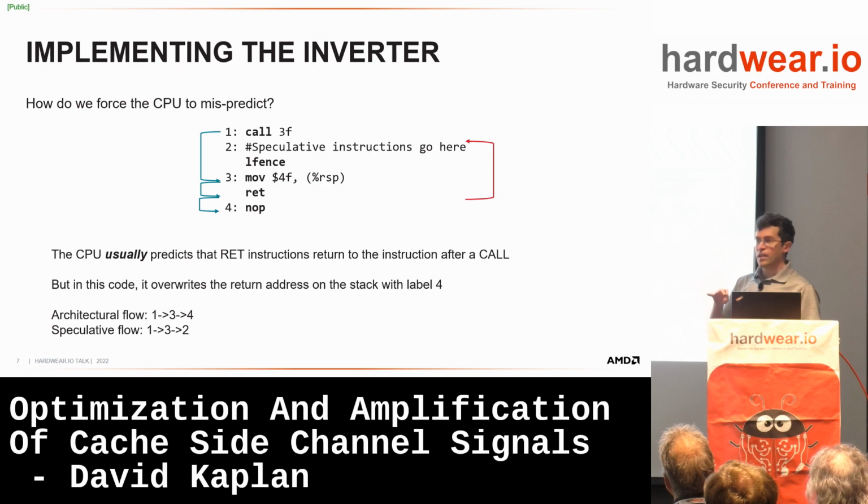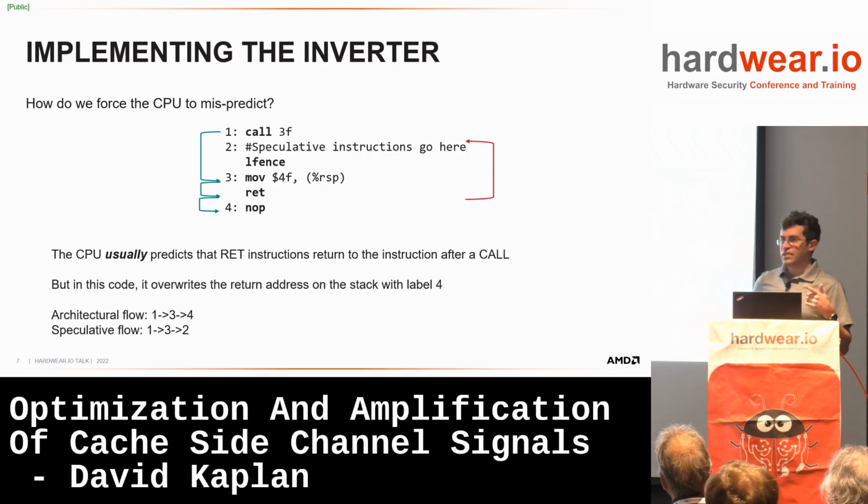And so we're going to leverage that. We're going to overwrite the return address on the stack to be label 4. So we will, in fact, architecturally go to label 4, but when we speculate, we actually are going to go back up here to label 2 and execute the instructions there. The great thing is that this works every single time. The CPU never learns that this thing is always getting mispredicted, so it's great.